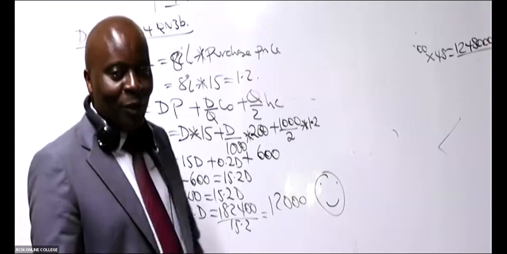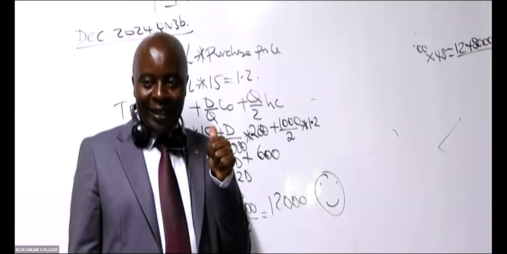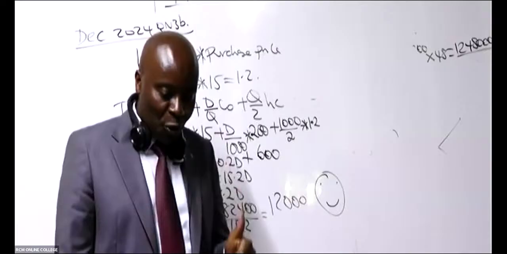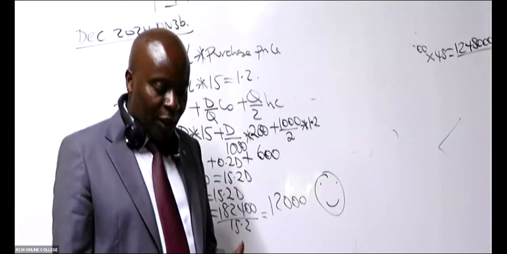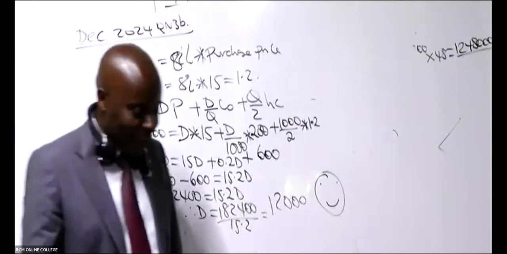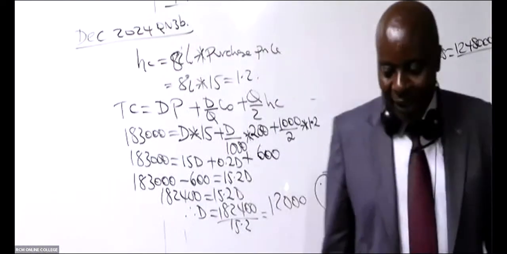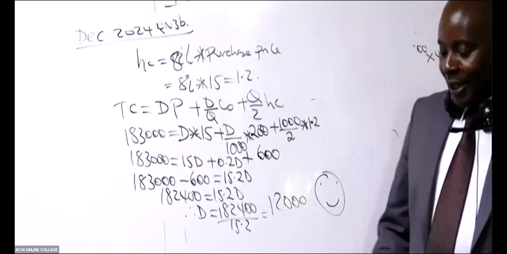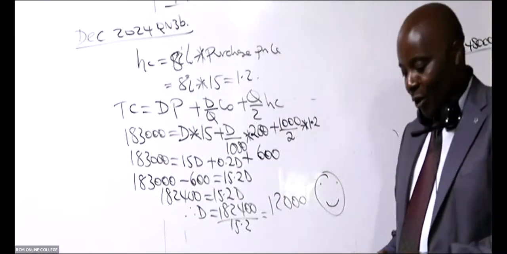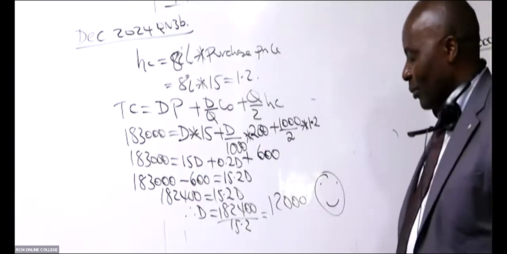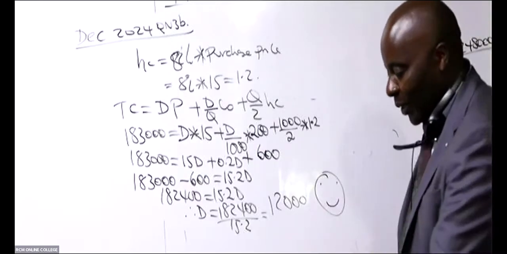So in an exam, do you think you would have gotten this correctly? Right? Then we go straight away to number 2. Number 2, they want us to calculate the EOQ. I'll give you a minute. You should be able to copy and reach where Mwalimu has reached.